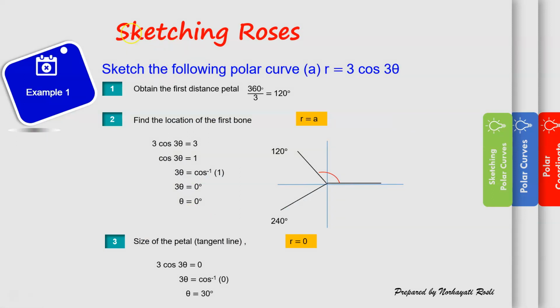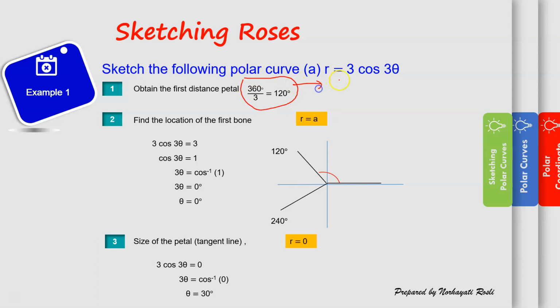Let's go to example 1. The question asks us to sketch the following polar curve. We start with part a, r equal to 3 cos theta. How to solve for this? We have 3 steps. In the first step, we need to obtain the first distance petal. How to obtain this? You can use this formula.